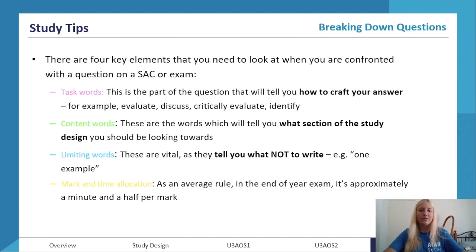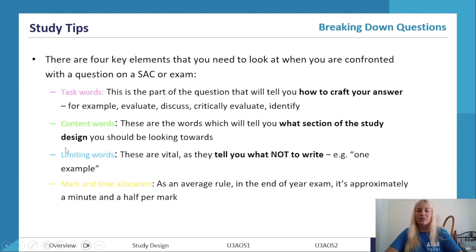Okay, our last bit of the session, a quick chat about how to answer questions, some little bit of background to help prepare you. So you need to split every question into the task words, content words, limiting words, and the mark and time allocation. We'll start with the mark and time allocation.